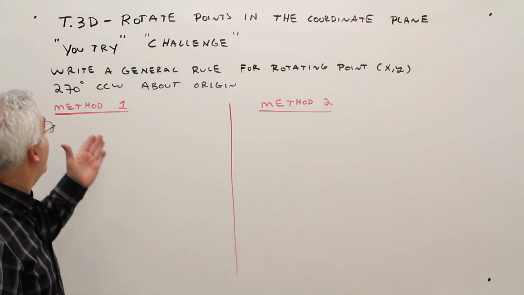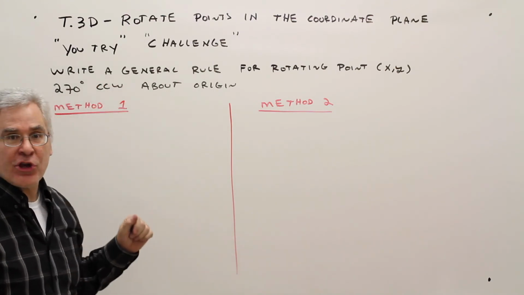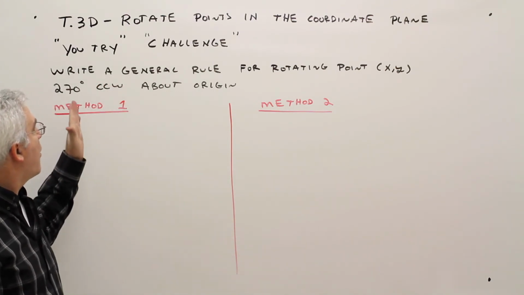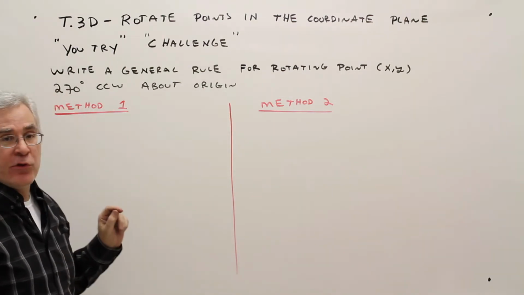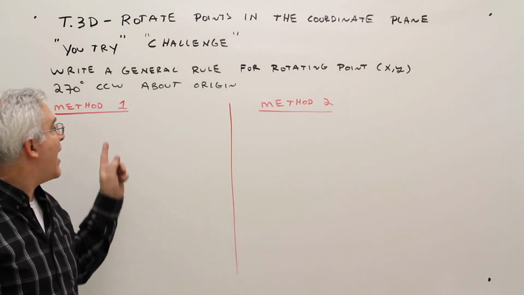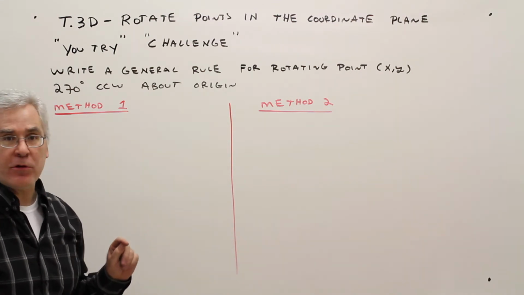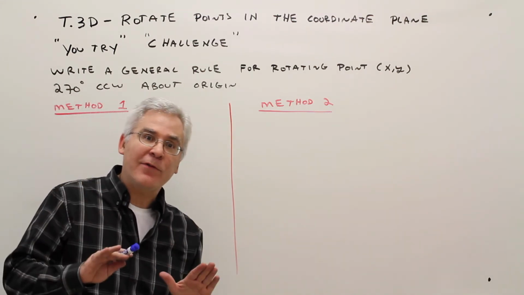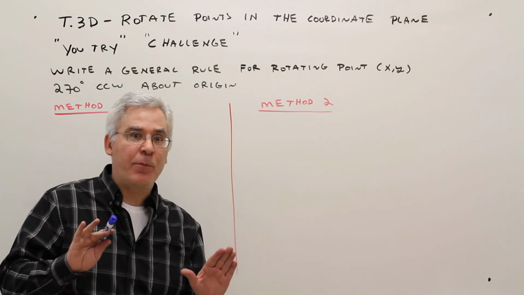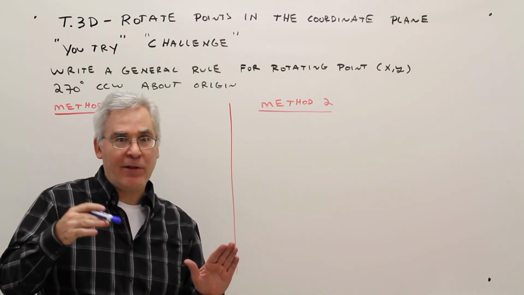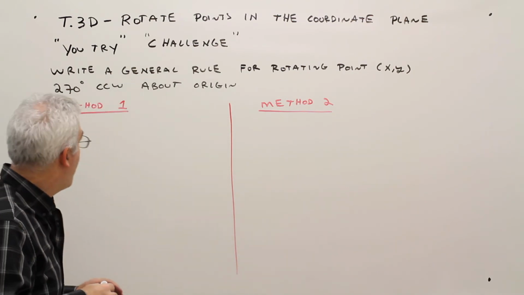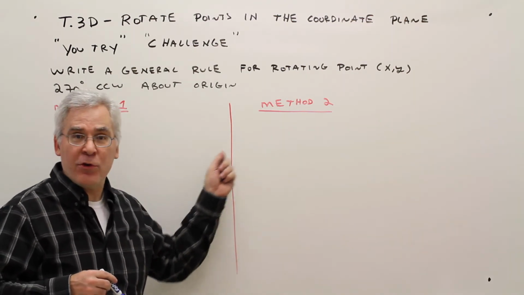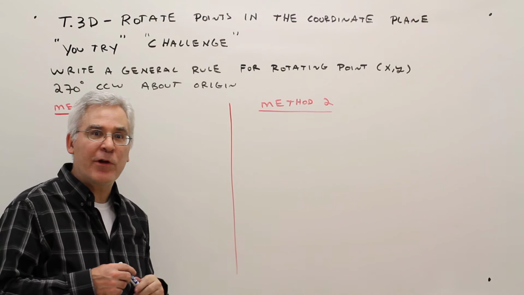And now for the you-try challenge problem. Write a general rule for rotating point xy 270 degrees counterclockwise about the origin. I'd love it if you paused the video and tried to come up with it on your own, and then replayed the video and saw how I solved it. Okay, so hopefully you've done that. There's two methods that come to my mind of doing it.